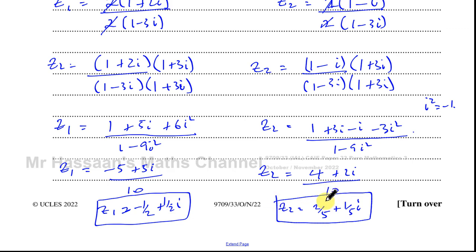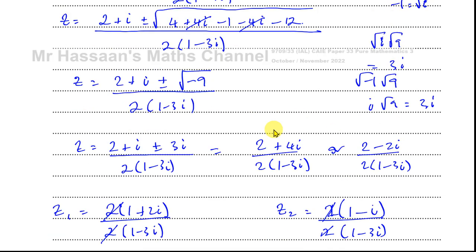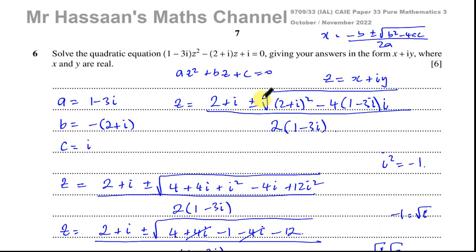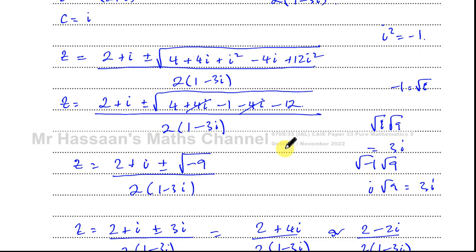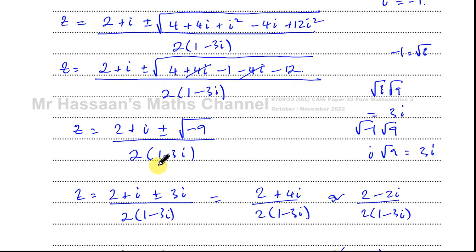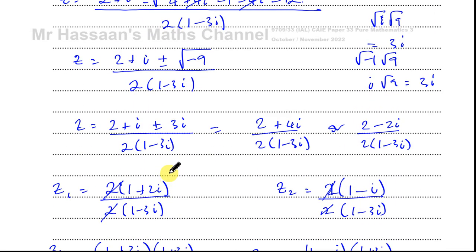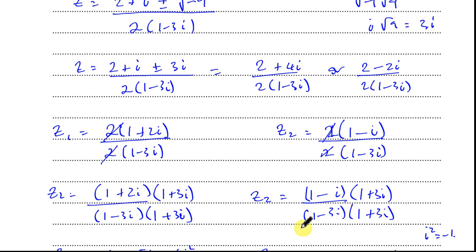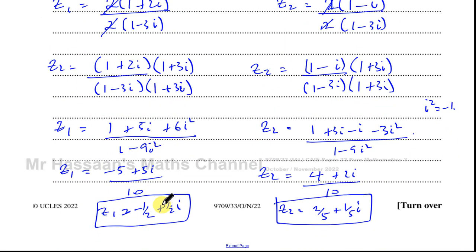So this is a question which a lot of students didn't know really how to start, but it's pretty straightforward once you realize you can just use the quadratic formula to solve it. You just have to remember that i squared is equal to minus 1, and that you have to make the denominators real by multiplying them by their conjugates, and to get the answer in the form required.